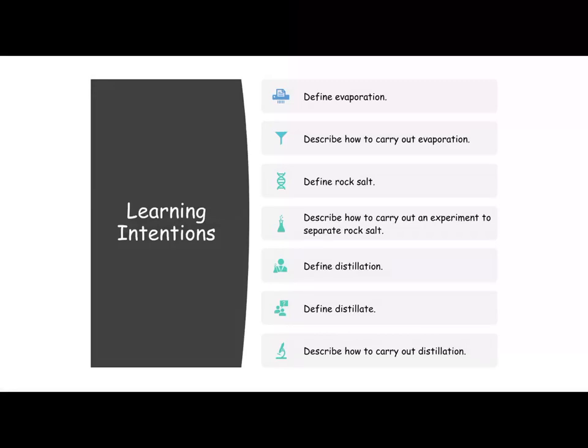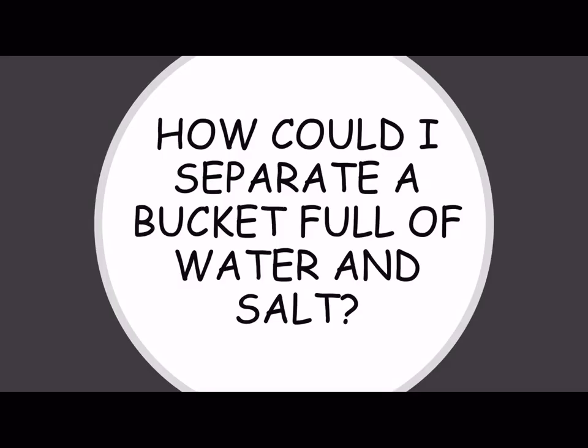Chemical World number 2, we are going to be defining evaporation. We're going to carry out an evaporation experiment, define what rock salt is, describe how to separate rock salt, define what we know to be distillation, explain what a distillate is, and have a look at a distillation experiment.